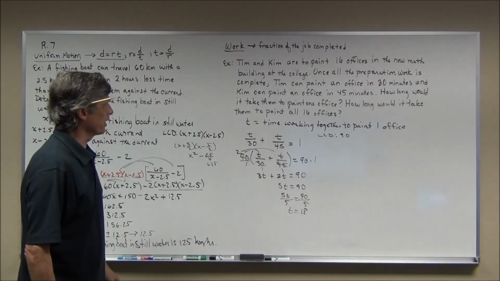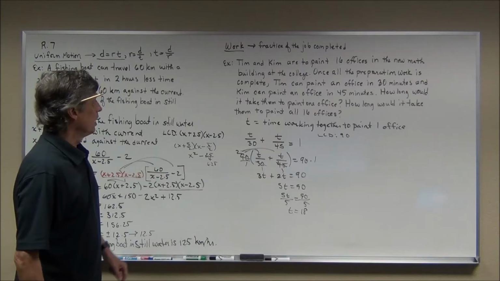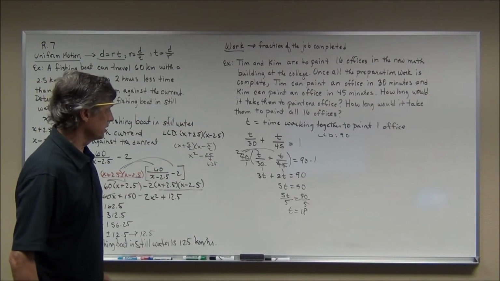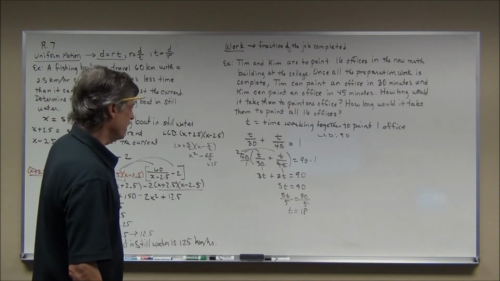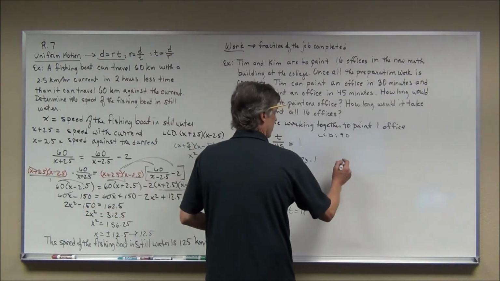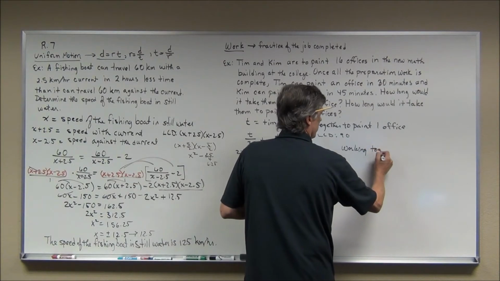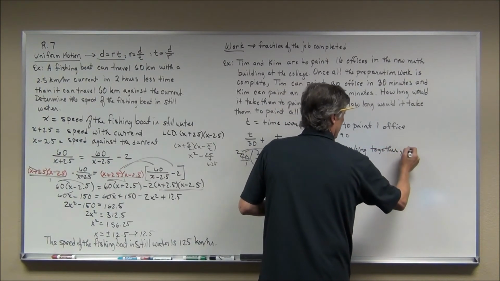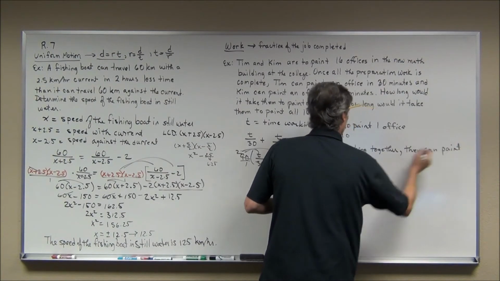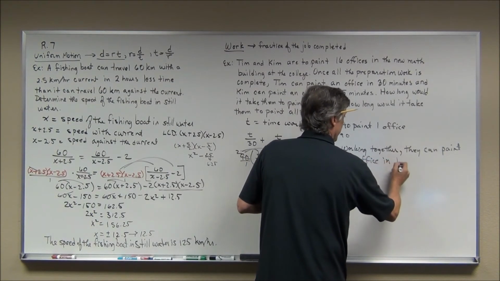So it looks like they need to work 18 minutes together to paint one office. So how long would it take them to paint one office? That seems like a reasonable amount. It's less than 30 minutes, and it's not quite half. That seems about right. So 18 minutes. So let's put our answer over here. Working together, they can paint one office in 18 minutes.